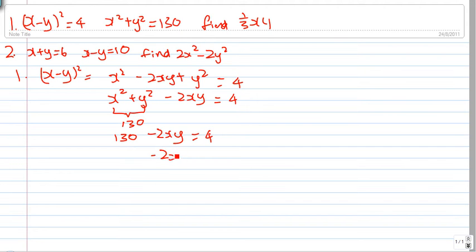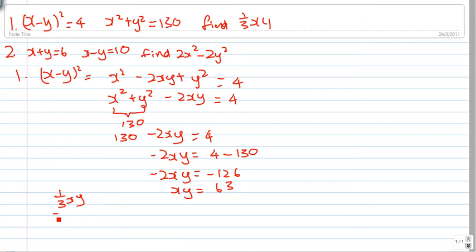Okay, negative 2xy is equal to 4 minus 130. You bring the 130 over to the other side of the equation, you get negative 126, isn't it? And xy equals 63. Alright, so if you want to find 1/3 xy, 1/3 xy is simply 1/3 times 63, or 1/3 of 63, which is 21.